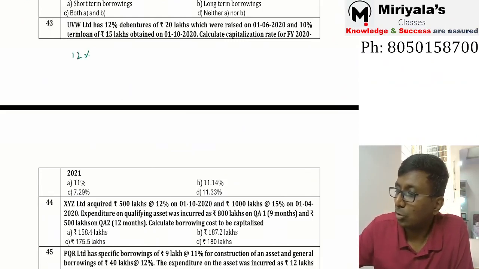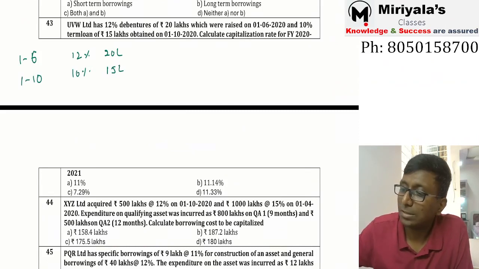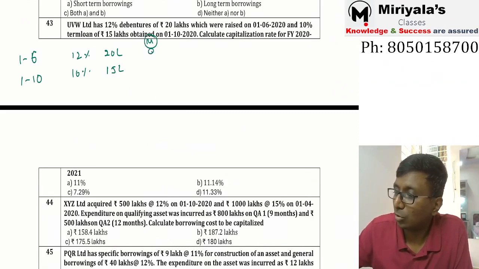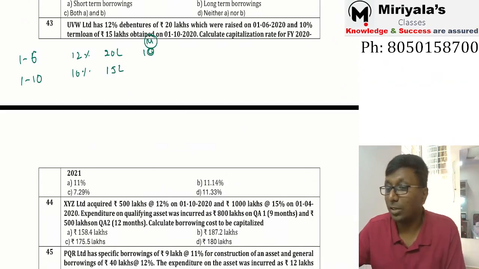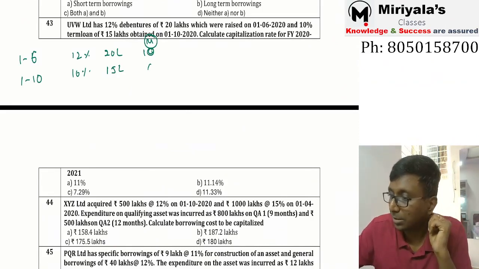First one is equal to 12 percent, 20 lakh. Which date you took? Date of loan is equal to 1/6. Next one is equal to 10 percent loan, 15 lakh rupees. This is on 1/10. Calculate for 2020-21, that means till March. Okay, fine. How much is the number of months? If you take this, it is equal to 10 months. Why? From 1/6, 10 months. 1/10 means October, November, December and so on, that means 6 months here.